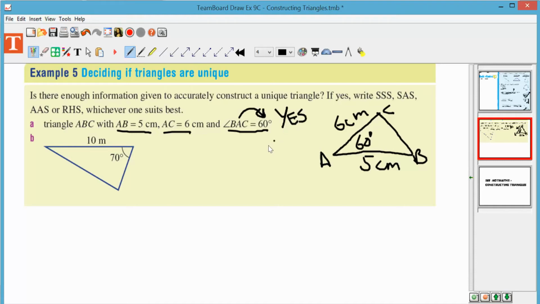We've got enough information, and it's SAS. Okay, let's have a look at this. A second question. We have one angle and we have one side.